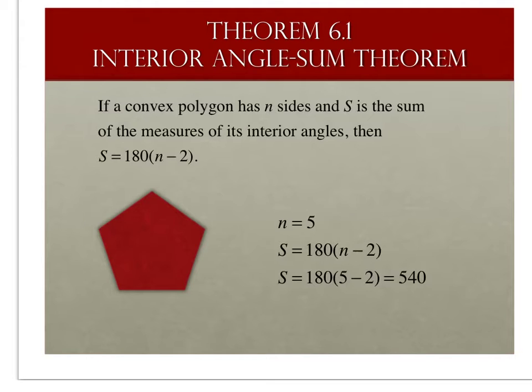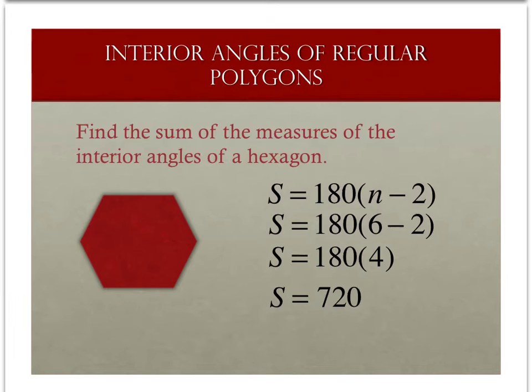Theorem 6.1, the interior angle sum theorem. If a convex polygon has n sides and S is the sum of the measures of its interior angles, then S equals 180 times n minus 2. In my picture here I have a pentagon. A pentagon has 5 sides, so n equals 5. To figure out the sum of the measures of its interior angles, I do 180 times 5 minus 2, or 180 times 3, and it's 540. So this works for all convex polygons. That's the theorem.